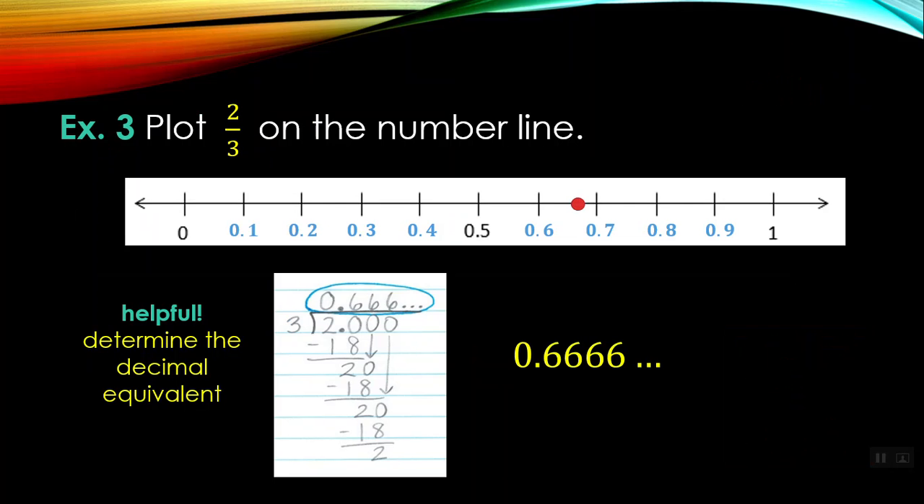So we need to compare that to what's on the number line, and we've got 6/10 and 7/10, and we know that that's a little bit bigger than 6/10, but it's less than 7/10. We know that it's a little bit closer to 7/10 than 6/10, so I go ahead and plot that in between and a little bit closer to 7/10.